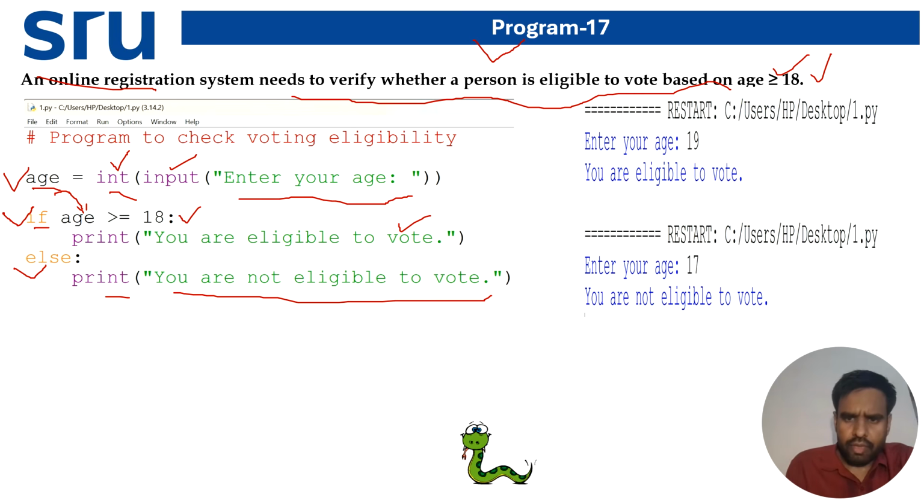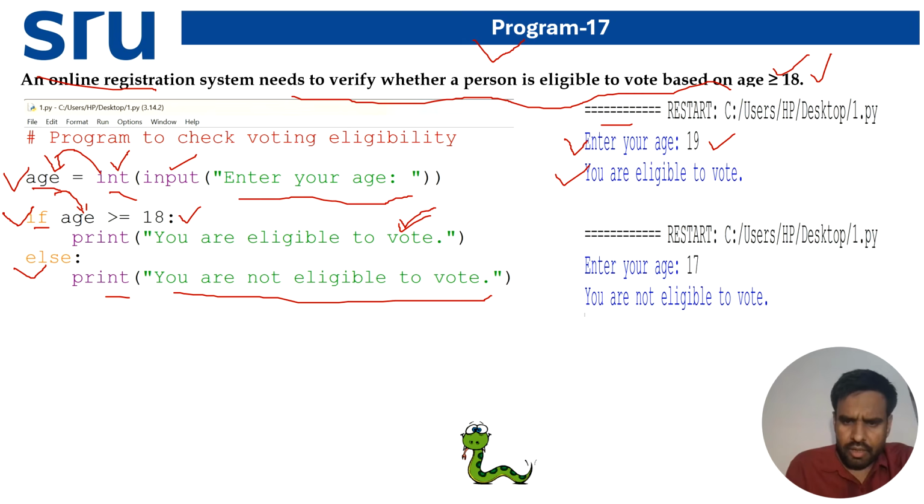So when the program is run, it asks enter your age. Now I am giving 19. So you have to check the condition: age, that is 19, greater than or equal to 18. What we have entered, 19, it will take 19 into the age. So is 19 greater than or equal to 18? Yes, the condition is true, then it will give you are eligible to vote.